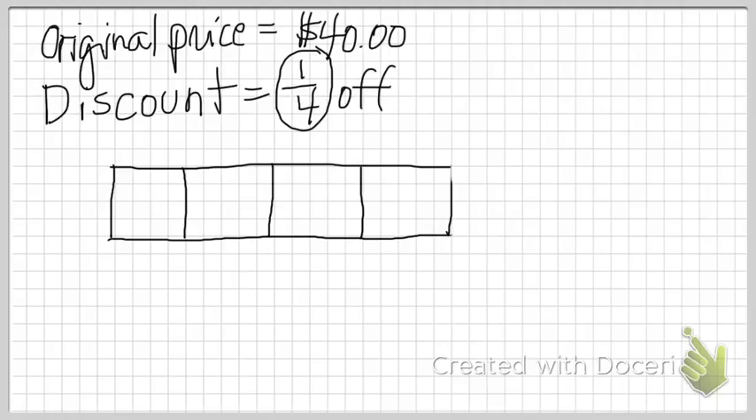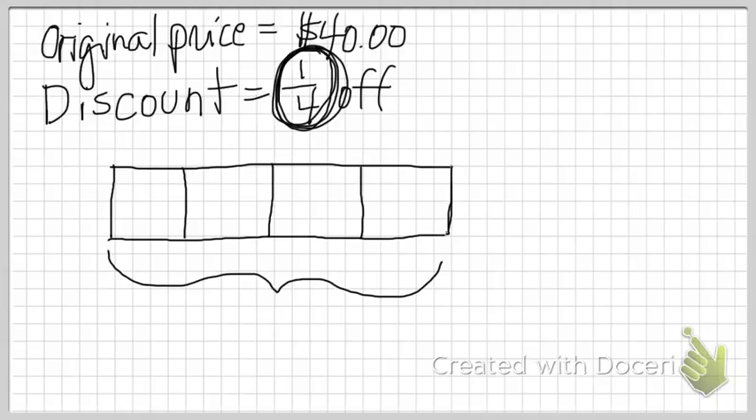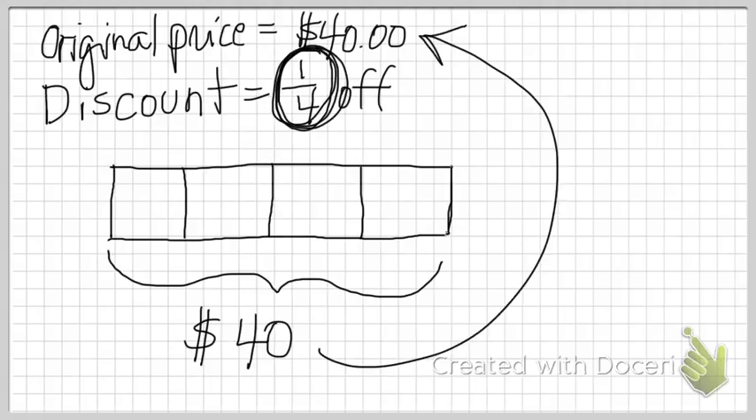Okay, so when you look at a tape diagram, you're creating this whole. And I've split it up into 4 pieces because I want to work with this 1/4 off here. Now this whole entire piece is worth $40. This is our whole. That's the whole price, that's the original price right there. Now each piece of this, because I've split it into fourths, is going to be equal to $10. And hopefully you saw that already.